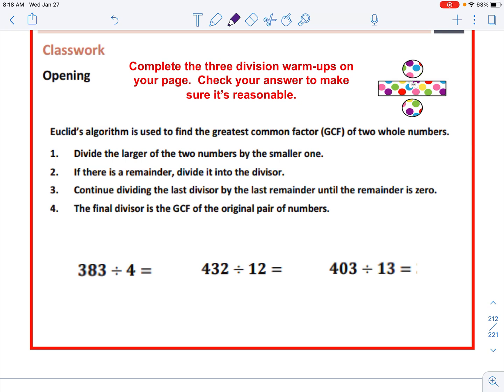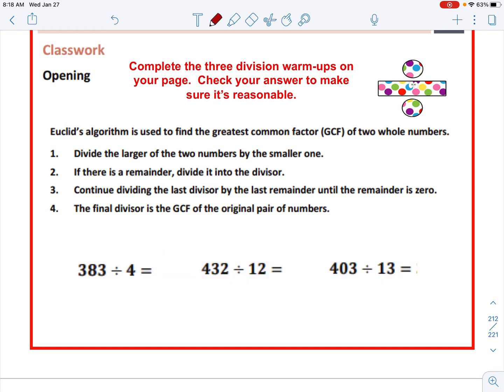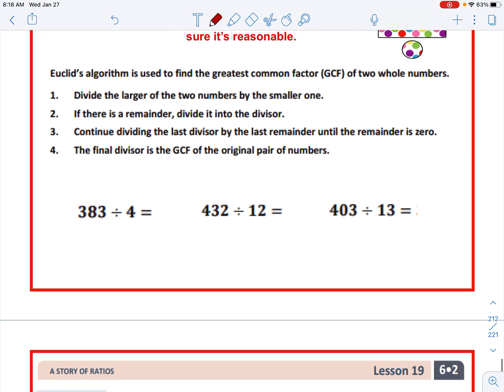So quickly, I want you to do a division warm-up. Go ahead and work out these three problems. Find your answers. You're just dividing normally. On the first problem, you're going to have to add a decimal and a couple zeros. So pause the video, work those out. When you unpause, I will go over the answers.